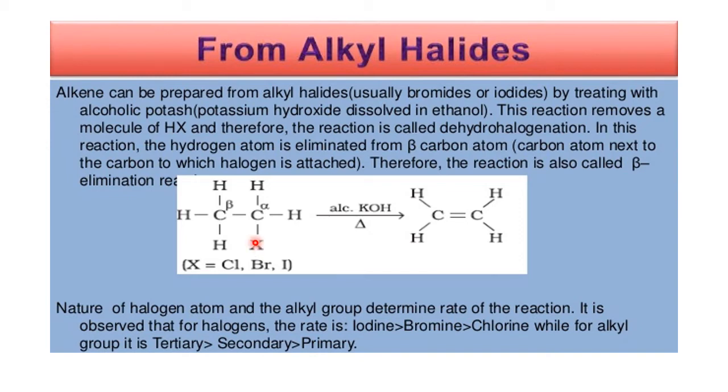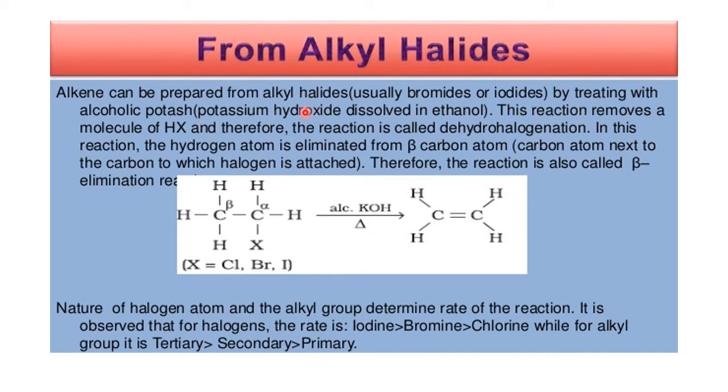And from the beta, hydrogen goes out. Therefore HX will go out. So when HX goes out, to maintain the valency, a double bond is created here. So in this way, a double bond is created and an alkene is formed. Okay, so alkenes can be prepared from alkyl halides by treating with alcoholic potash.